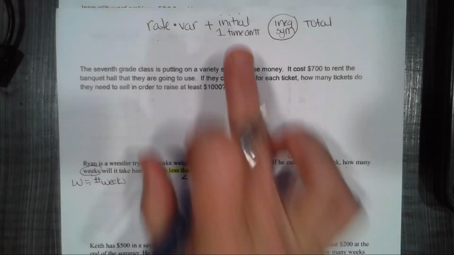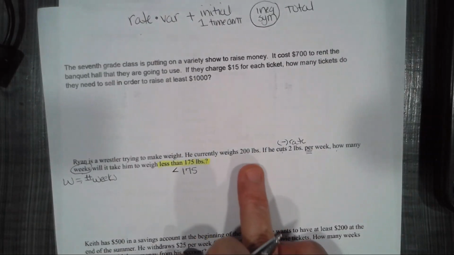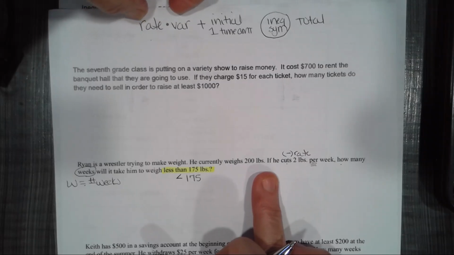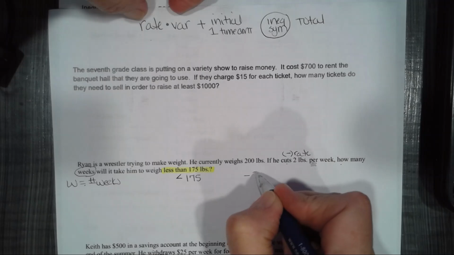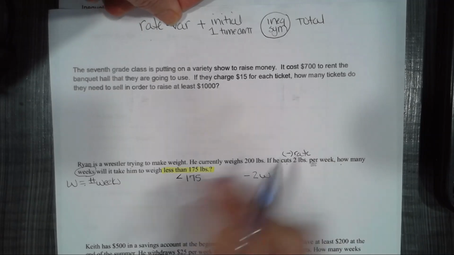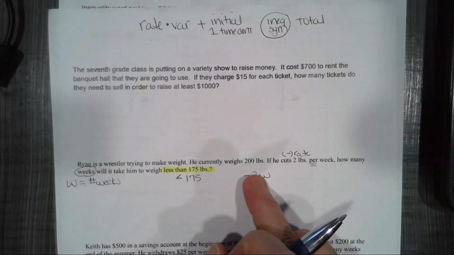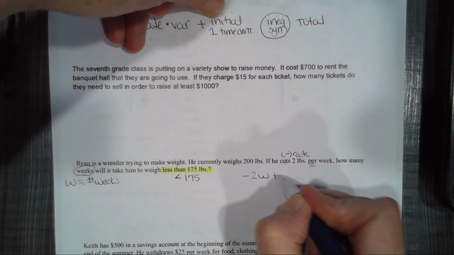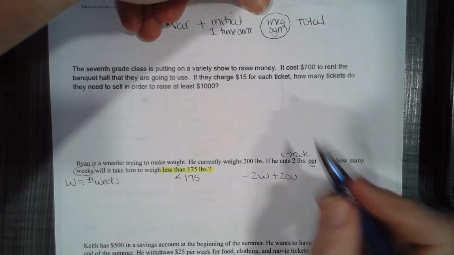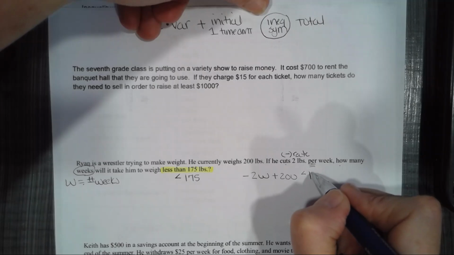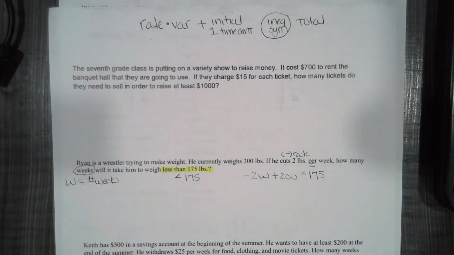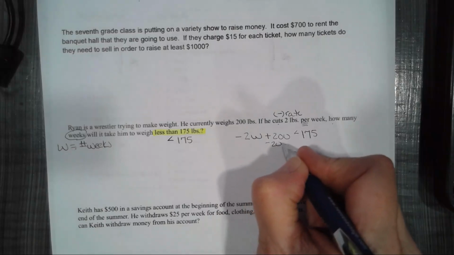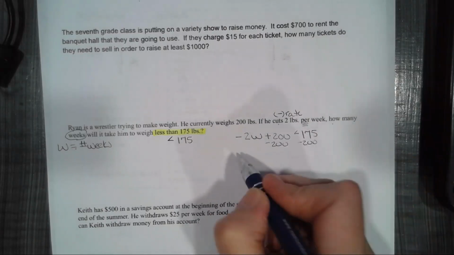Okay, what is the starting amount? Well, he currently weighs 200 pounds. This is your starting amount. So now let's fill in the stuff. So my rate is negative 2 times my variable, which is number of weeks. Notice the negative because he's losing weight. Plus my initial weight, which was 200 pounds, and now my inequality symbol and my total. Okay. And now we're going to solve this inequality. So it's a two-step, so we're going to subtract 200 from both sides of the inequality symbol.